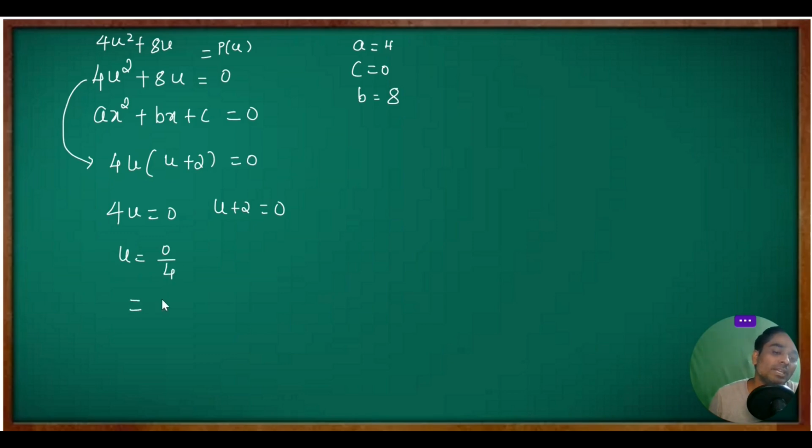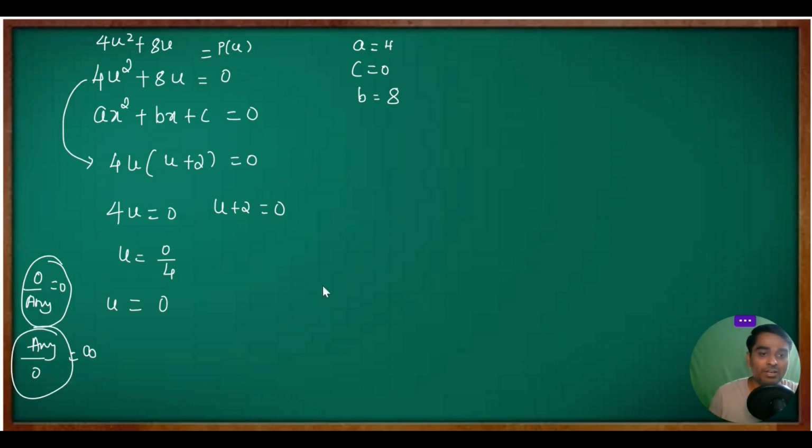From here I will get 0 by 4. 0 by anything is always 0. Remember, 0 by anything is always what? 0. Anything by 0 is always what? Infinity, not defined. It is called not defined. Here I will get u equal to minus 2. So can I say alpha is 0 and beta is minus 2? Now let's get back to the verification.